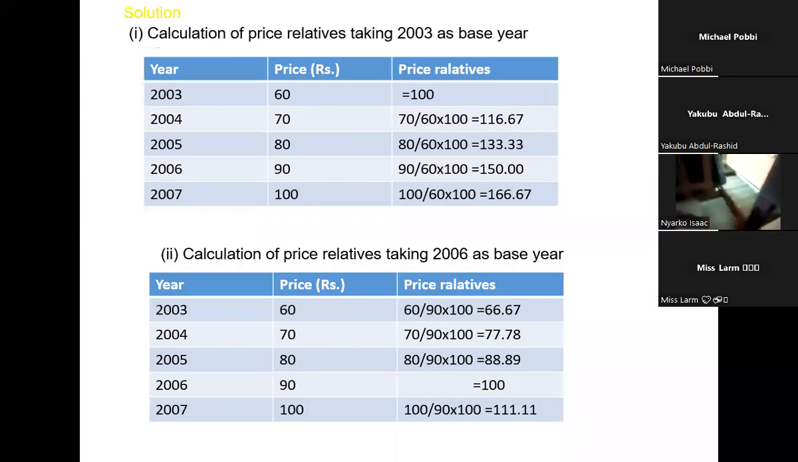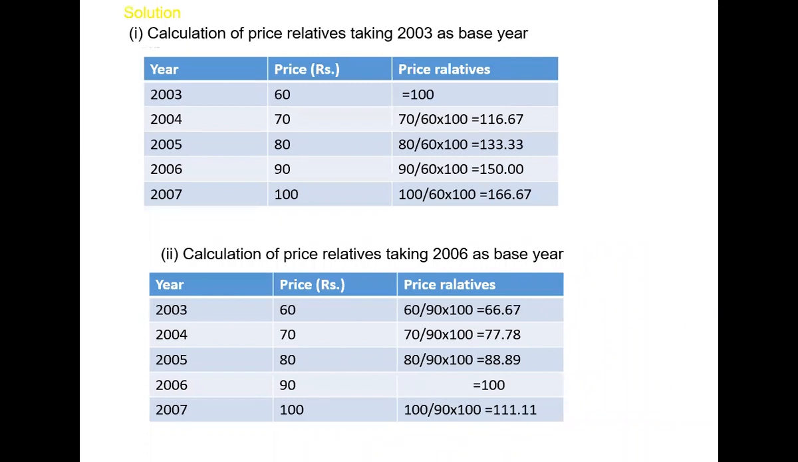Good. So using 2003 as the base, this is what we're going to get. We have the price relative, which will be what? Of course, that is the base here, so 60 over 60. Then the next one will be 70 over 60 times 100. This year will be 80 over 60. So everything should be referred to the base year, okay? So 90 over 60, 100 over 60 will give us the various price relatives here, okay?